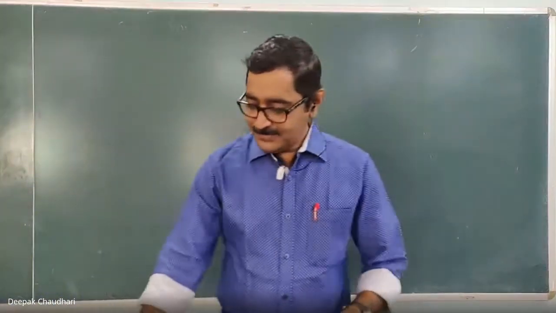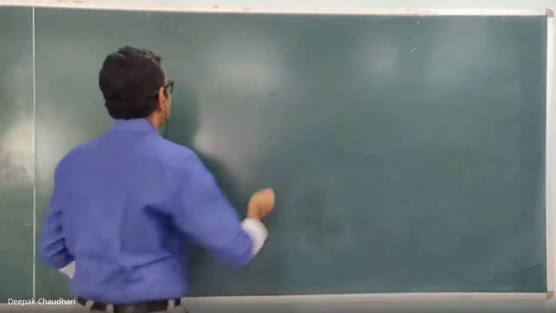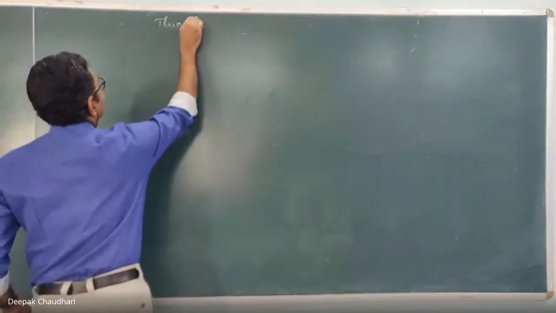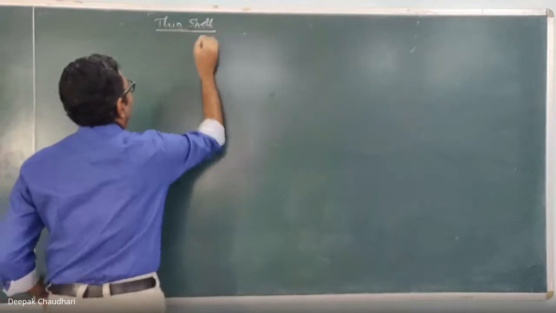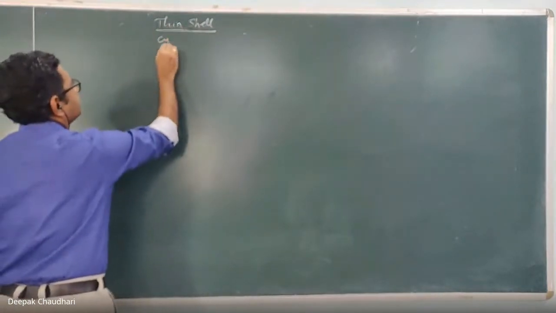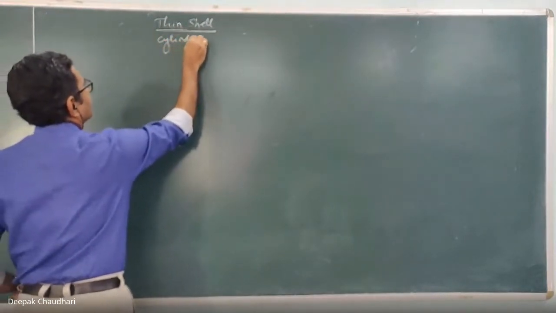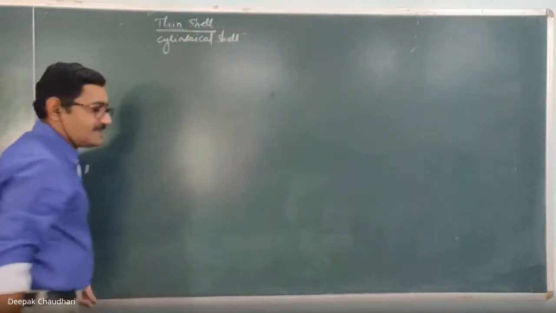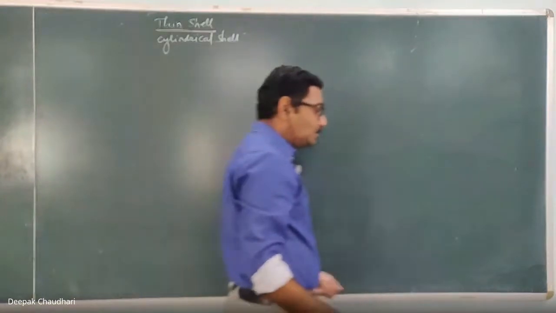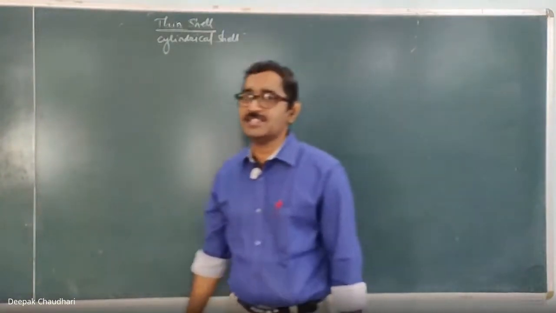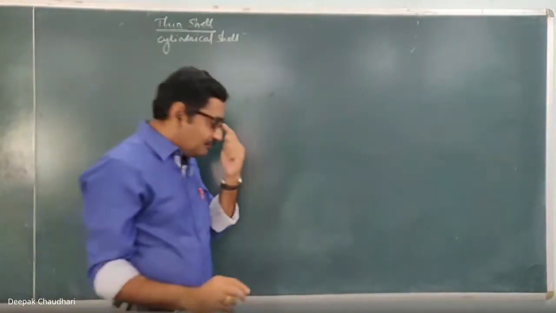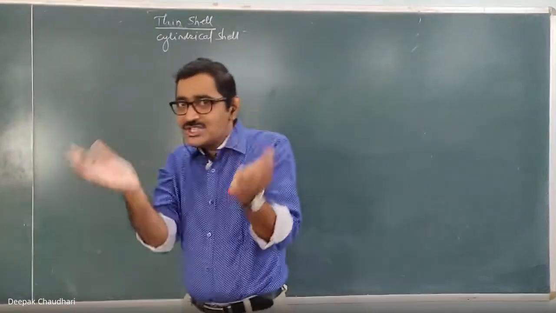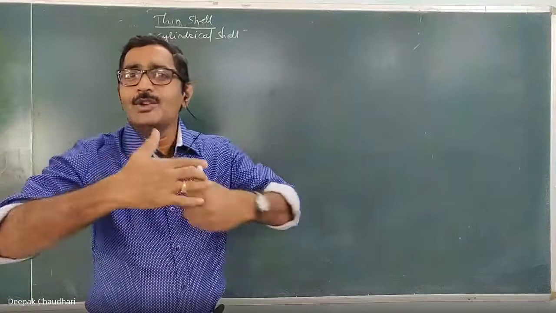Okay, good morning. Yesterday we started with the thin shell, and here we have finished the theory of thin cylindrical shell. Now when the cylindrical shell is subjected to some pressure, two types of stresses are induced in the shell. Which are the two types of stresses induced in the cylindrical shell? One is a circumferential stress and the other one is a longitudinal stress.